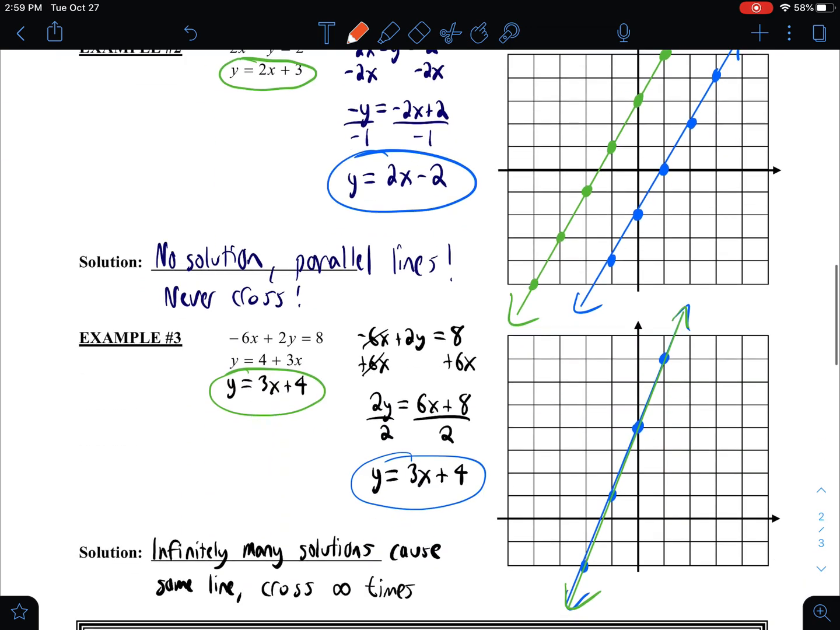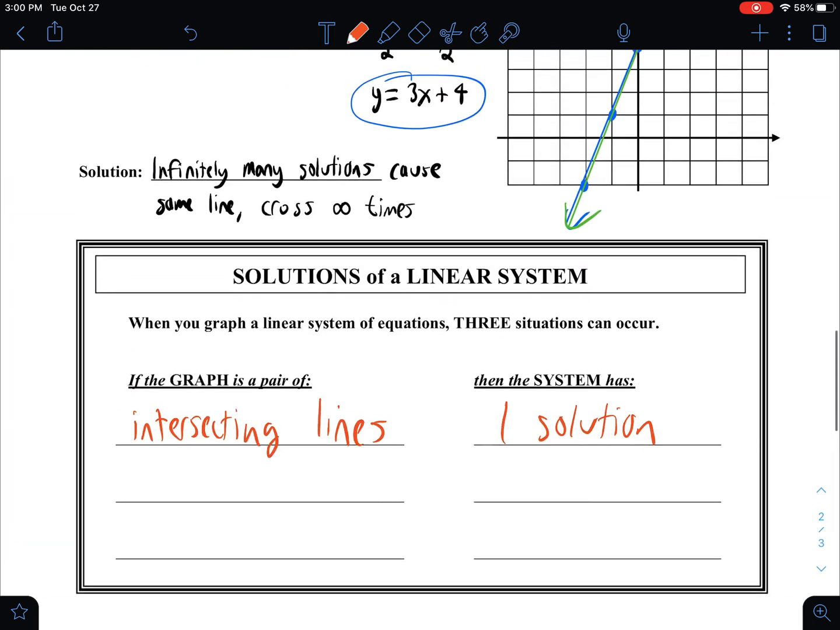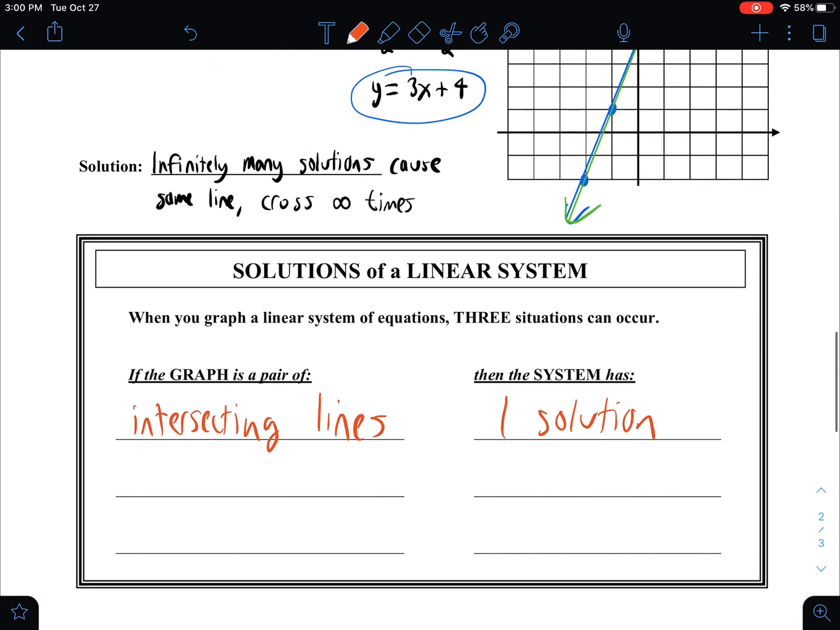Also, I forgot to mention, we'll talk about that in a second. Okay, so intersecting lines have 1 solution. And then we have parallel lines, which have no solution. Or what I meant to draw earlier is this circle with a line through it. It's called the null set. That means that there are no values inside the set of numbers there.